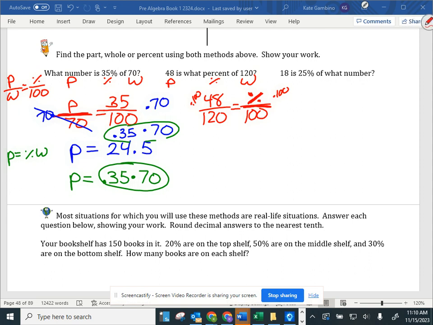I could also set it up as my formula. I know my part is 48. I'm looking for my percent of 120. So it's still that dividing by 120. Okay. What do we get, Rowan? 40%. Either way, we multiply by 100 and we divide it by that 120, we get 40%.